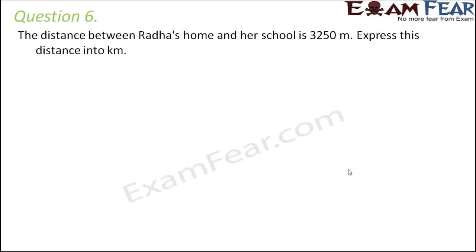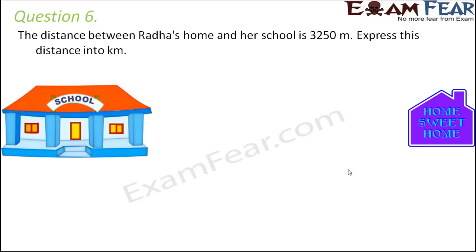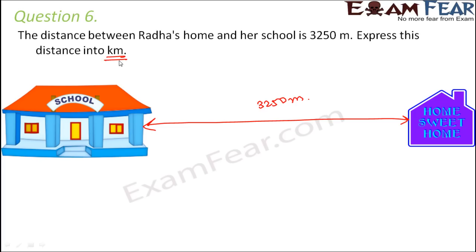Word from one unit to another. Question number 6. The distance between Radha's home and her school is 3250 meters. Express this distance in kilometers.